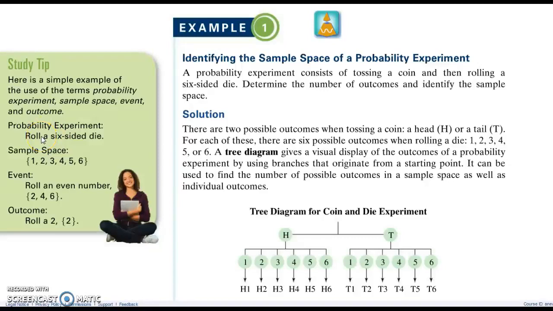If we're rolling a dice, that's our experiment. We're trying to see what's going to happen when we roll the dice. The sample space, that means all the possible outcomes. So if you're familiar with the dice, there's 6 numbers, there's 6 possible outcomes.